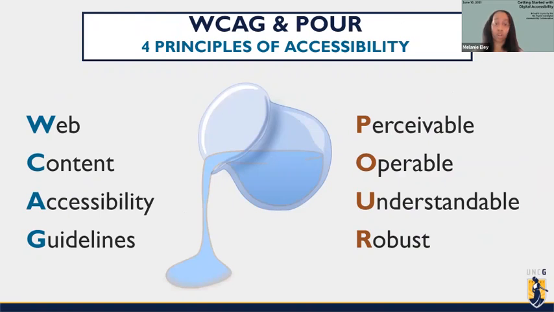So as I mentioned, there are 4 principles of accessibility, and they are represented by the acronym POUR. And POUR stands for Perceivable, Operable, Understandable, and Robust. So as you get more familiar with WCAG, you will see that acronym POUR quite often. And as I said, it represents those 4 comprehensive or overarching principles of accessibility. And we will talk more about what each of these principles mean in just a few minutes.